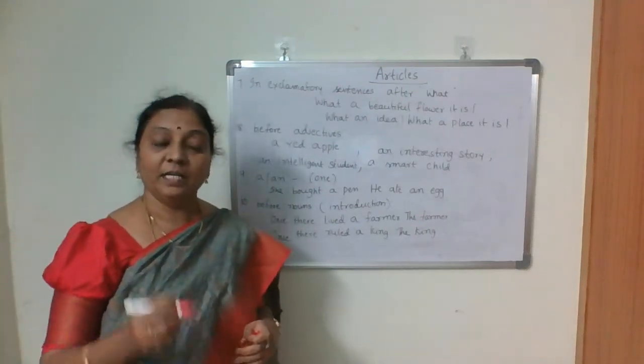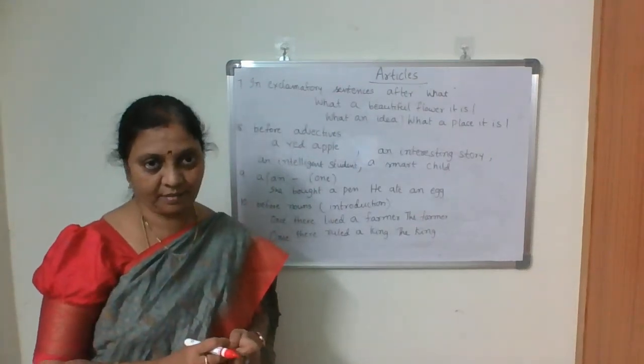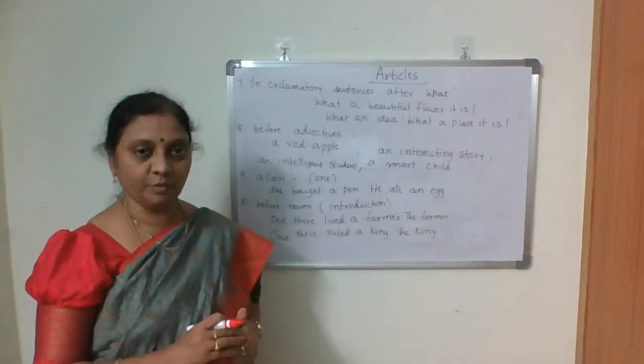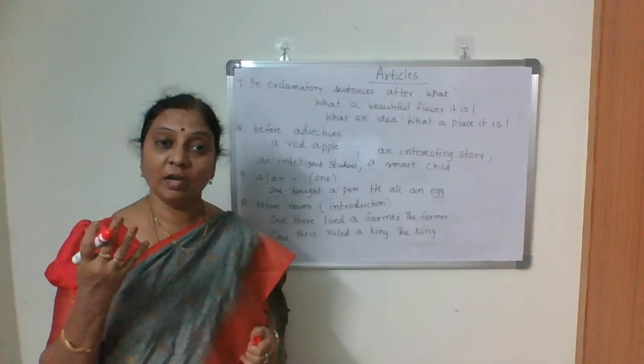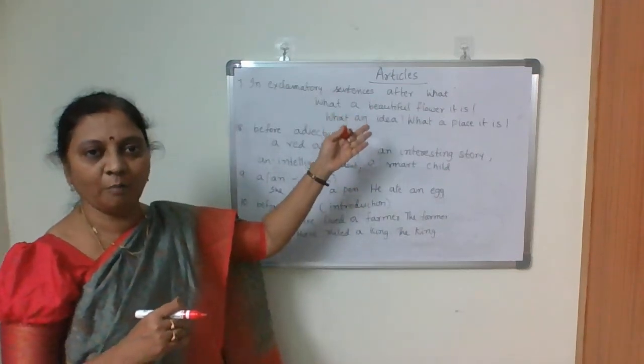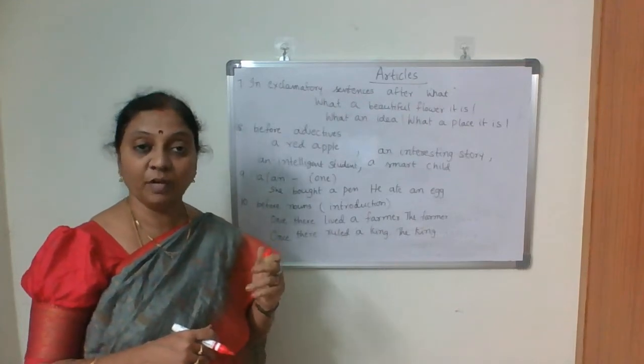Next one, in exclamatory sentences, especially after the word "what", we use articles. What a beautiful flower it is. What a beautiful flower, isn't it? This is a very common sentence. What a beautiful flower it is.